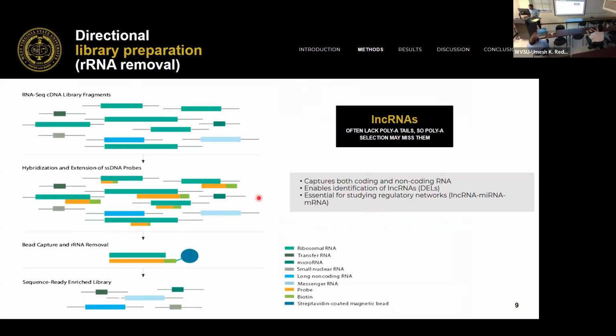So this is the rRNA removal or the depletion method. Basically, it helps us to capture both coding and non-coding RNAs. And the main point here is to capture the lncRNAs as well as we can.